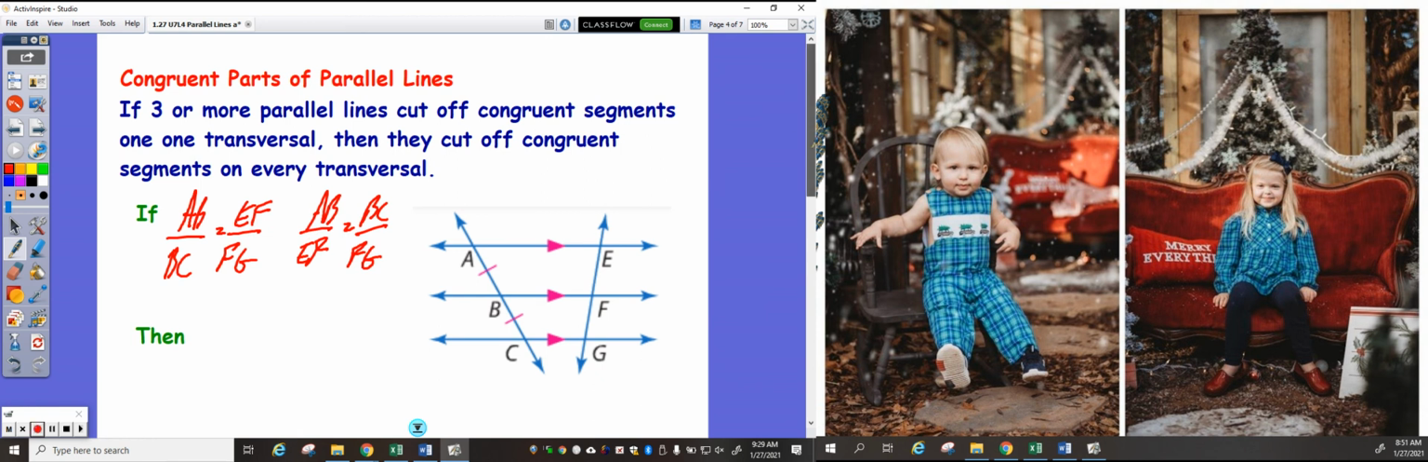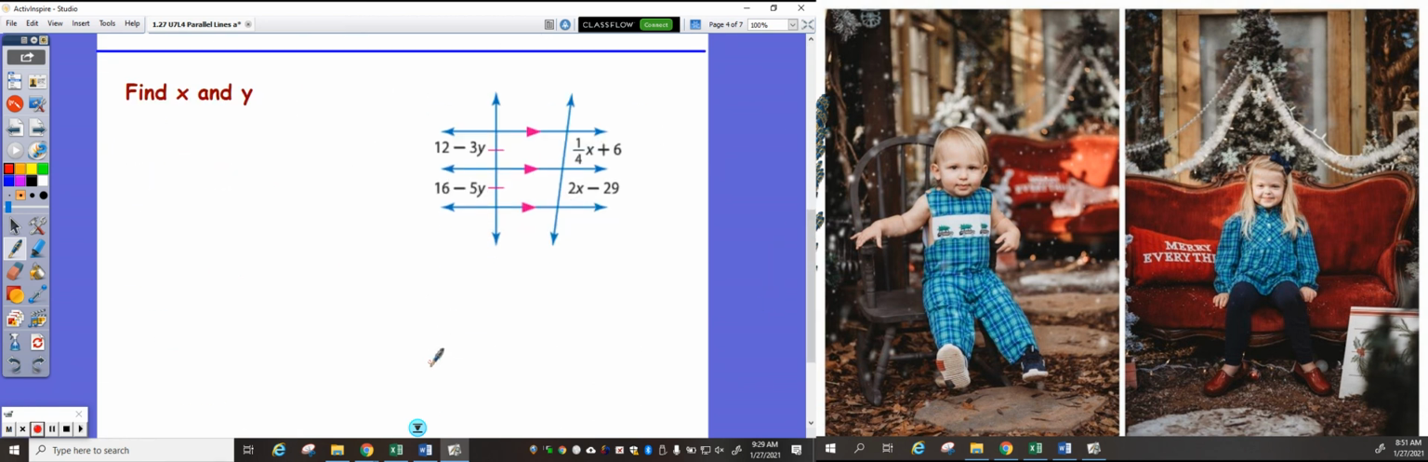All right, so let's look here. Solve for X and Y.